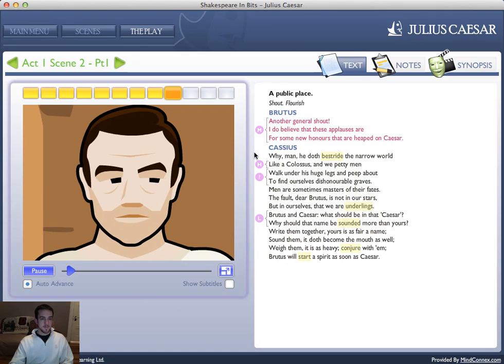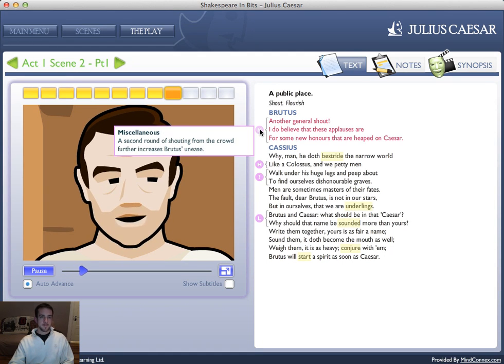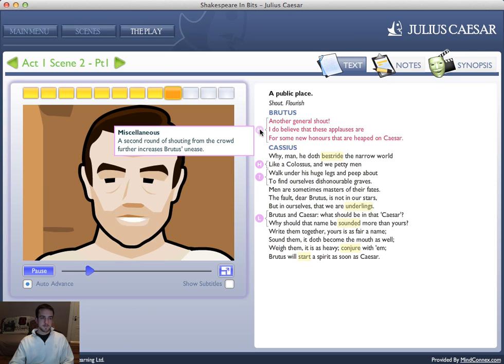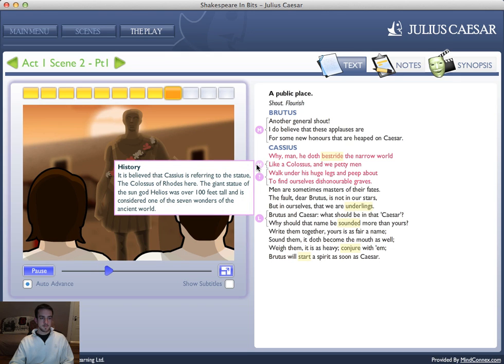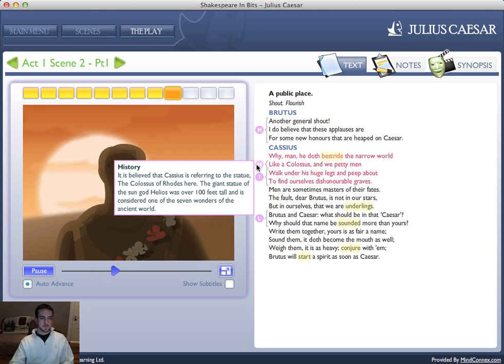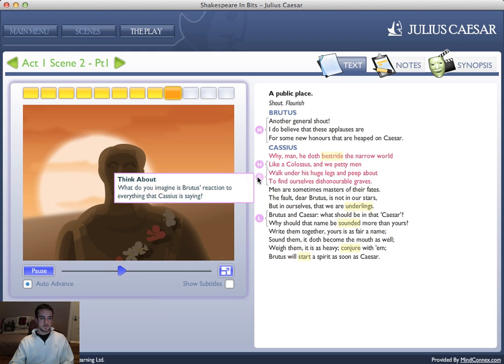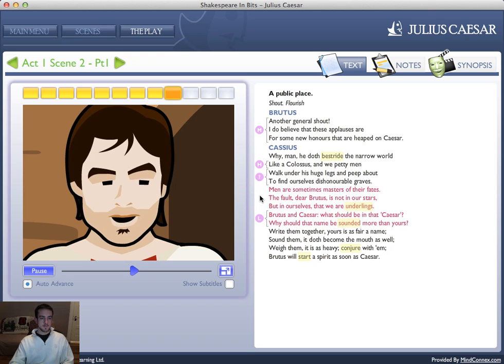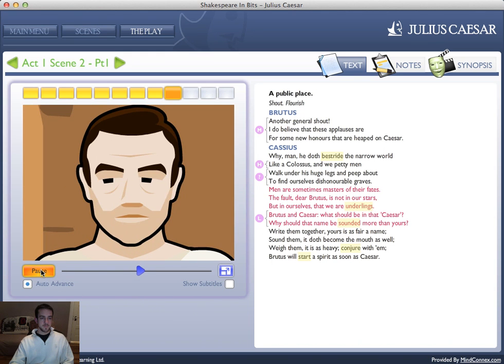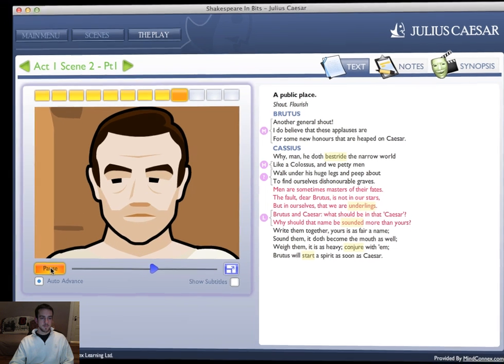Another general shout. I do believe that these applauses are for some new honours that are heaped on Caesar. Why, man, he doth bestride the narrow world like a colossus, and we petty men walk under his huge legs and peep about to find ourselves dishonourable graves. Men at some time are masters of their fates. The fault, dear Brutus, is not in our stars, but in ourselves that we are underlings.